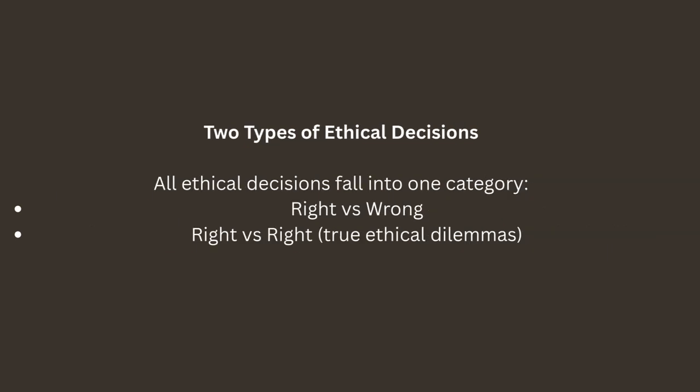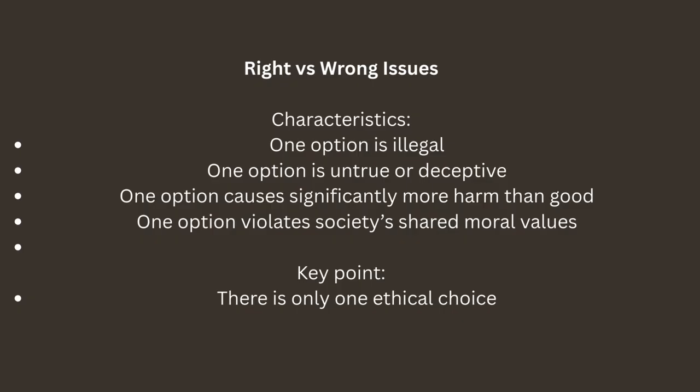Two types of ethical decisions. All ethical decisions fall into one category: right versus wrong, or right versus right, which are true ethical dilemmas. Right versus wrong issues. The characteristics are: one option is illegal, one option is untrue or deceptive, one option causes significantly more harm than good, one option violates society's shared moral values. There is only one ethical choice.